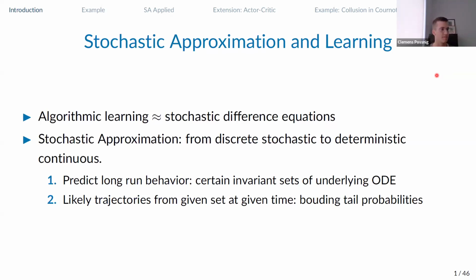On the one side, it's often used to predict the long-run behavior of the algorithms, which is done via a certain invariant set of the ODE once you've found the right ODE. And on the other side, you can also talk about finite time approximations via some tail probability bounds, to think about likely trajectories of these algorithms and make uncertain predictions in finite time.